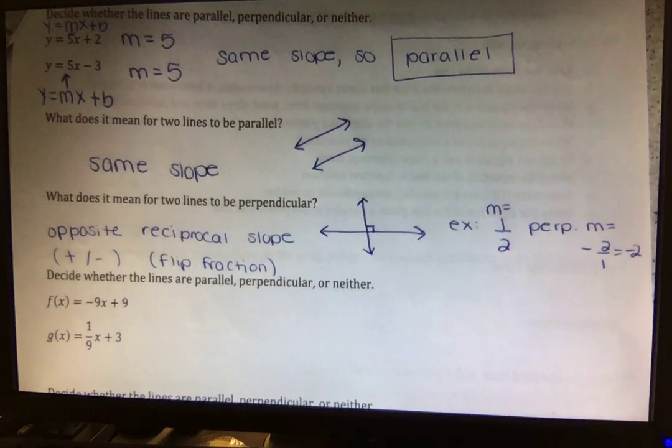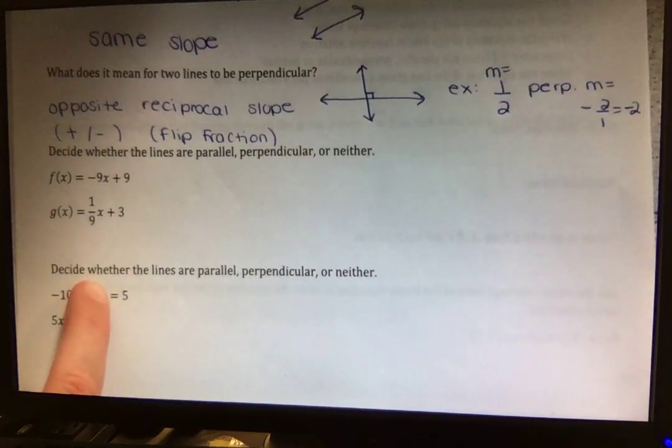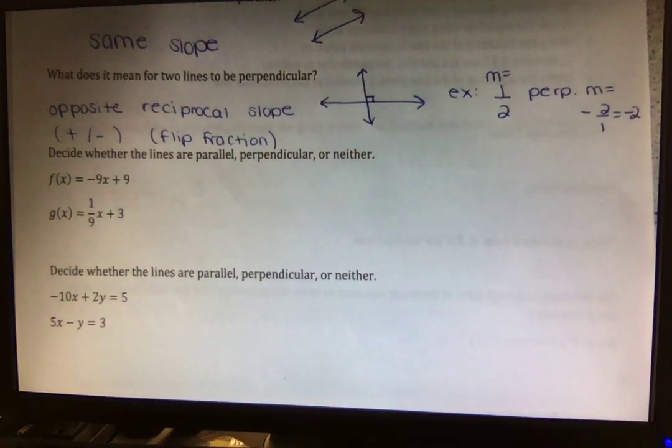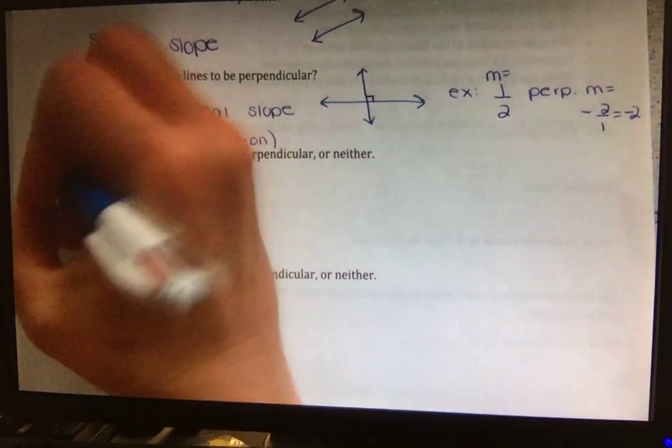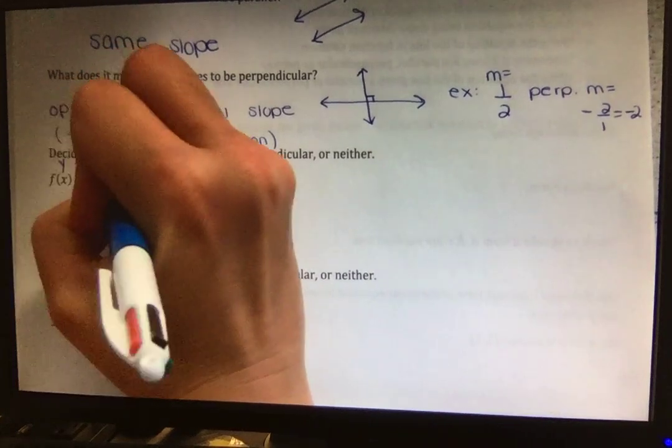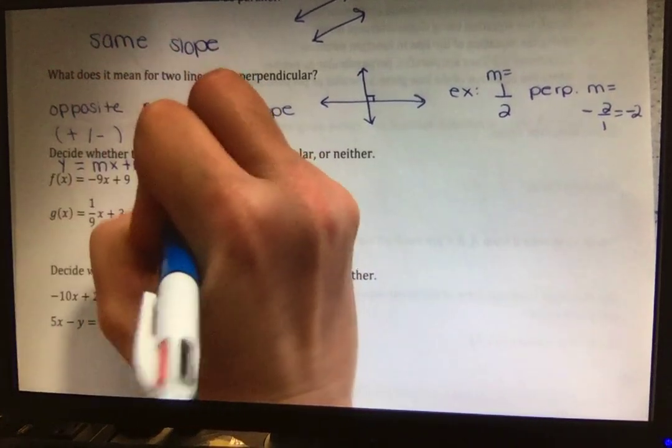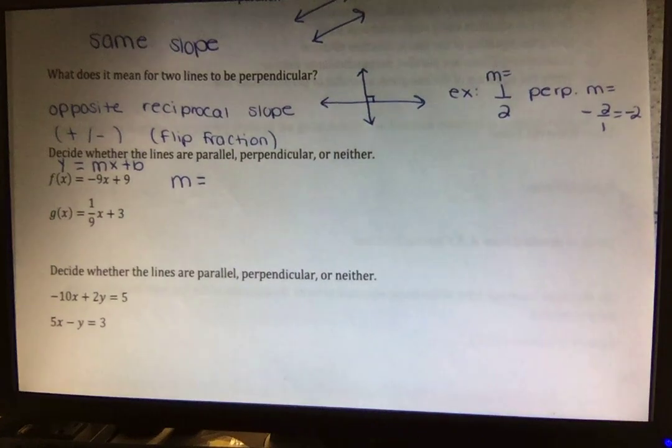Are you ready for the next one? Going down to our next example. Decide again whether they're parallel, perpendicular, or neither. What does f of x mean? F of x is the same thing as y. So thankfully they already put it in y equals mx plus b form for us. So for our first f of x equals negative 9x plus 9, what is our slope?